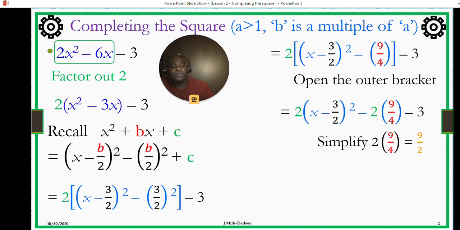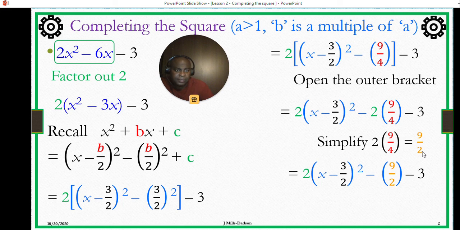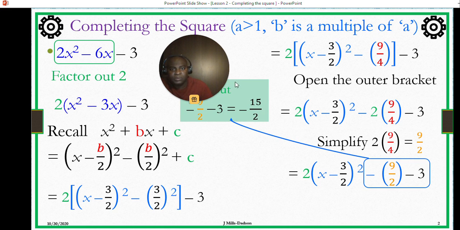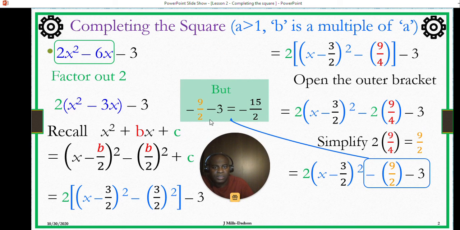Now from this onwards, this section always repeats. You don't do anything again with this section. All that you need to do is to work out what is outside this section. So we need to work out 2 times 9 over 4. That works out, simplified, as 9 over 2. Then finally we work out negative 9 over 2 minus 3, and that works out as negative 15 over 2.